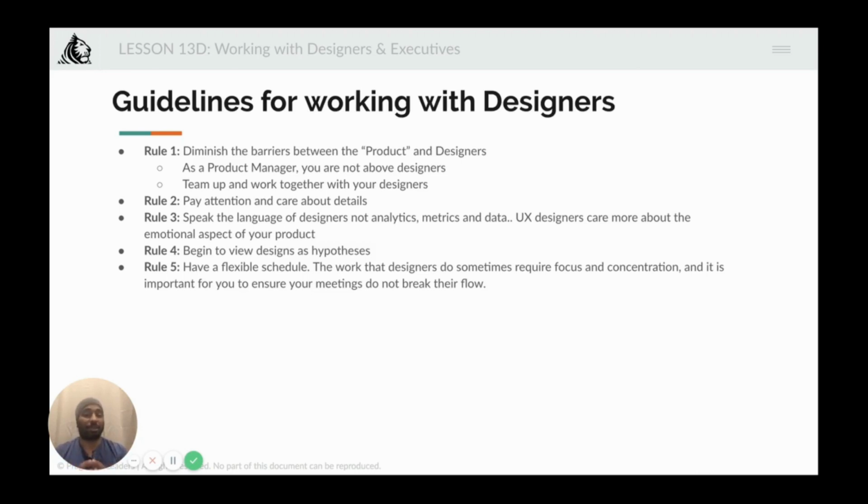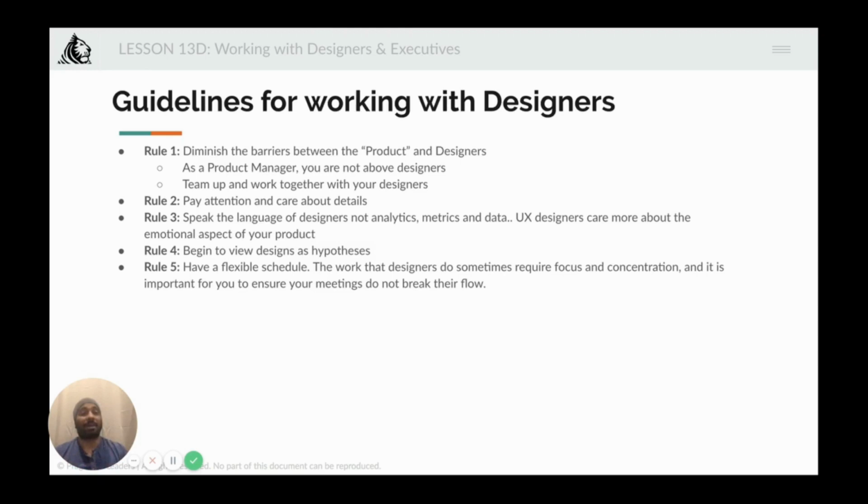Make sure that you're paying attention and you care about details. Great designers care about details. Okay, speak the language of designers and not analytics, metrics, and data. UX designers care more about the emotional aspect of your product, so you need to make sure that you are talking the same language and jargon.